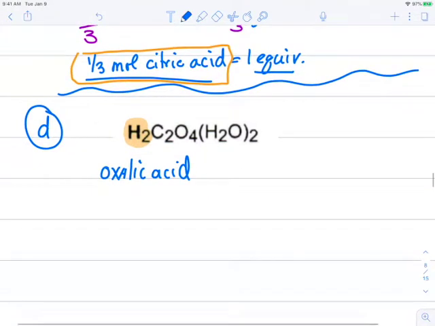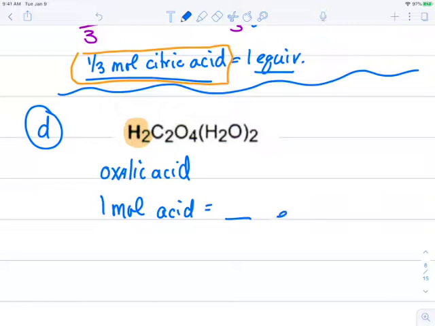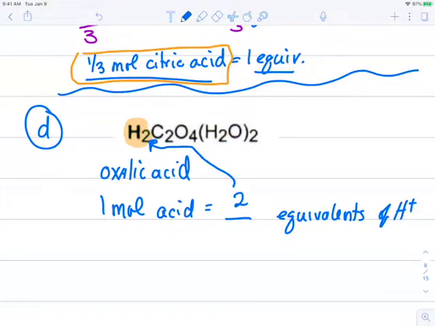All right. So for every 1 mole of acid, how many equivalents will there be? So for every 1 mole of our oxalic acid, how many equivalents of hydrogen? Excellent. See lots of 2's coming in. Any questions about that 2? It comes directly from this 2 right here.